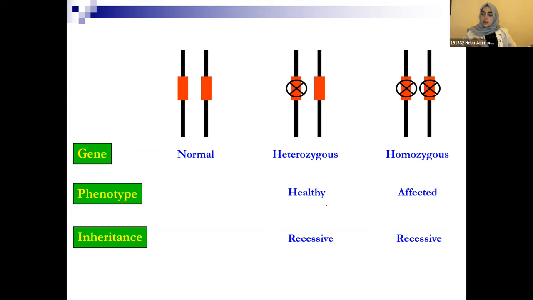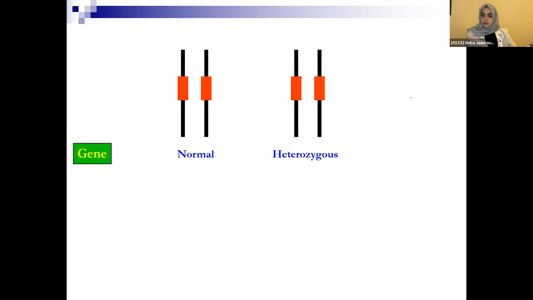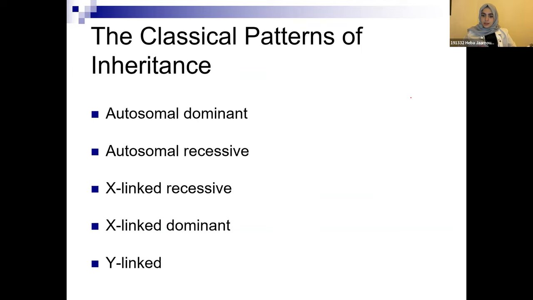So they're healthy, they're not affected, okay? But if both of them are knocked out, then the individual will show a disease. They're affected. I'll say this one more time. I'll move back to the first two slides just for us to recap.